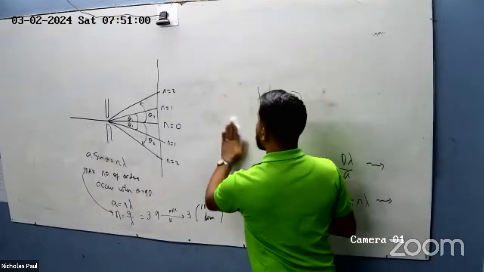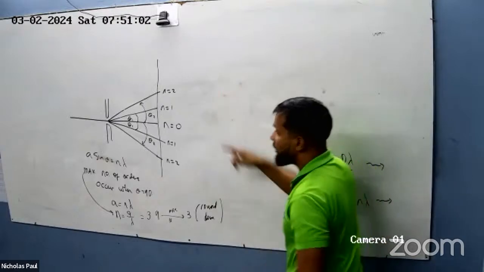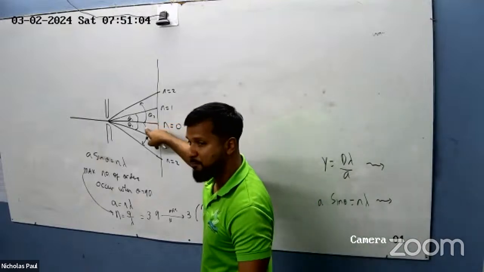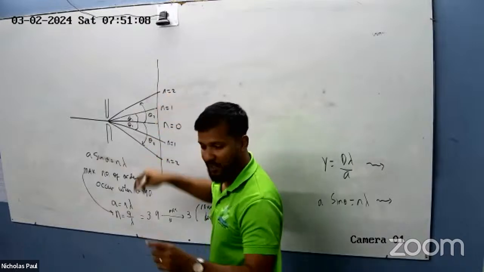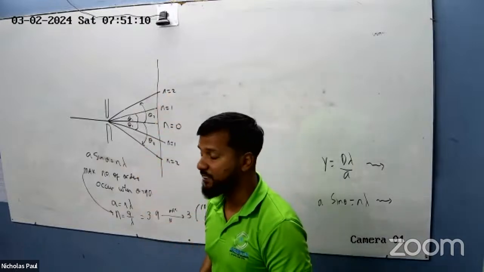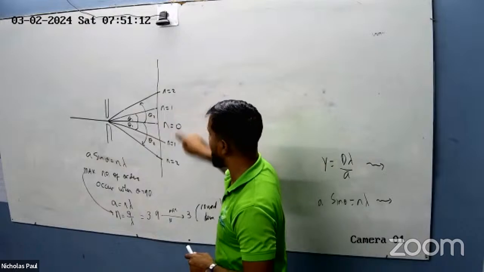Right. Here's what they're asking us now. You all just worked out theta 2, correct? So you worked out theta 2 for order 2. And the question said, what is the angular separation between the orders?